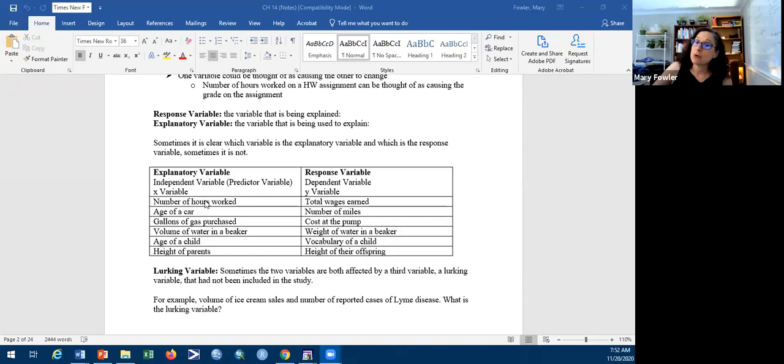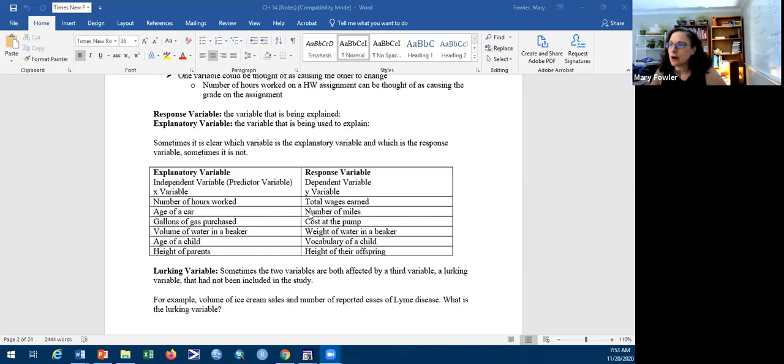Sometimes if you get tips in your job, your total wages earned might not be exactly related to the number of hours you work. But we certainly hope that if we need more money, we ask for more hours, we work more hours and we get more money. Okay. So there could be either an exact relationship or more of a statistical relationship between the variables here.